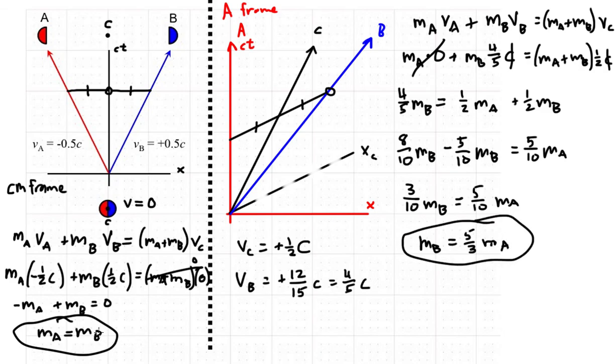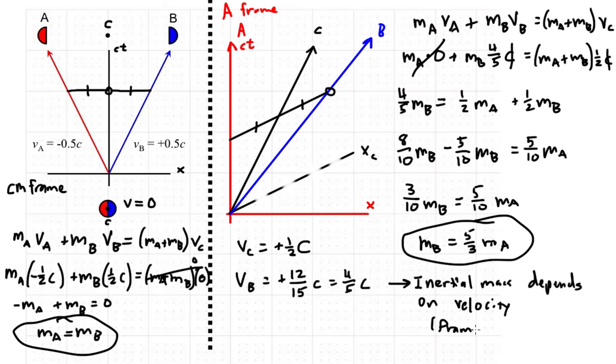Notice in the other reference frame, we got MA equals MB. What this means is that mass, or what we call inertial mass, because there are different kinds of mass and different ways to talk about mass, so we have to be careful here. Inertial mass depends on velocity. Or you can say inertial mass depends on your frame of reference.